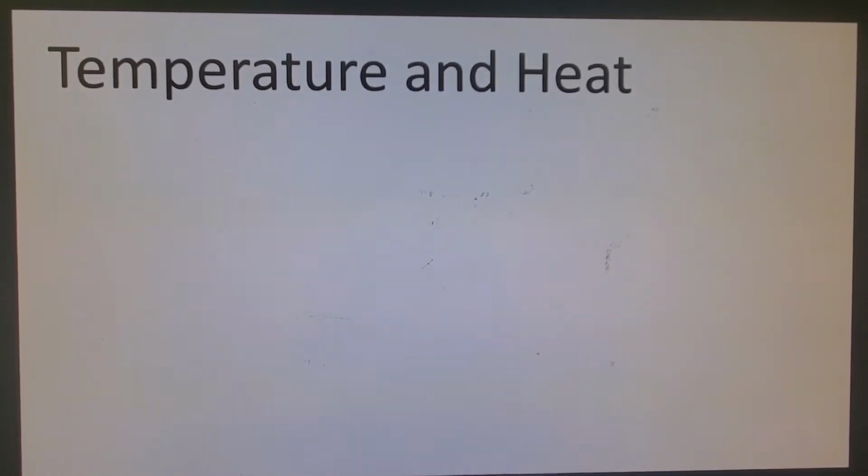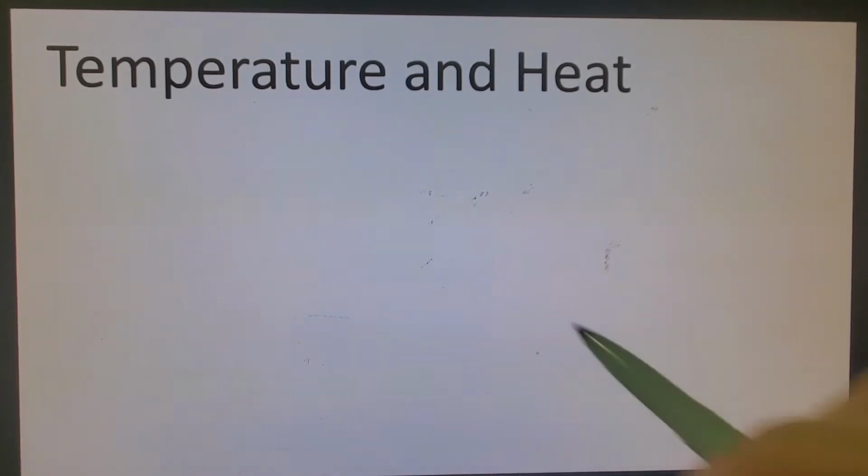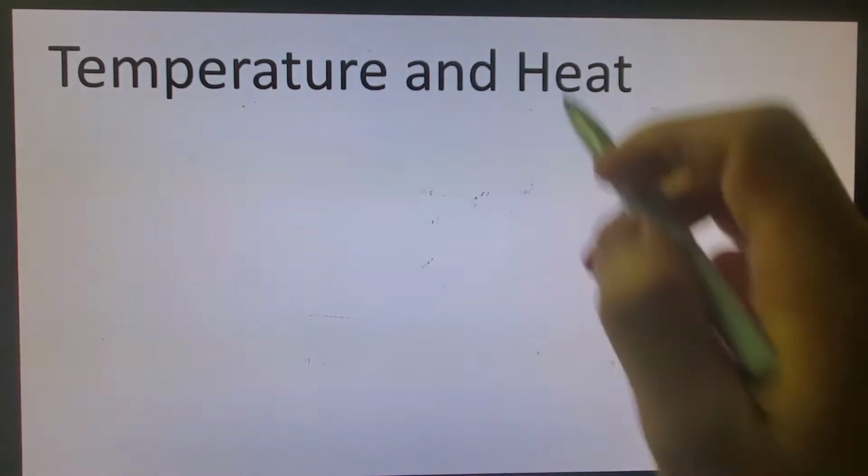Hi, this is Chapter 5, Temperature and Heat. Well, what is temperature and what is heat?